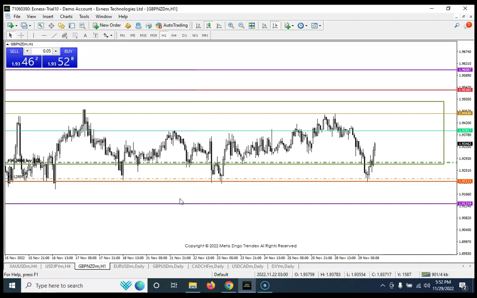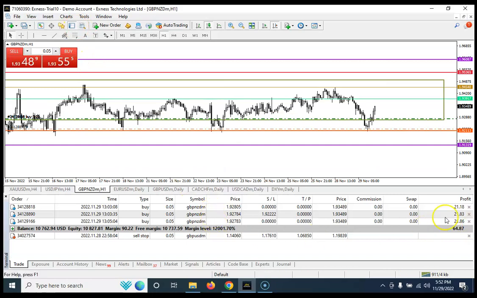GN is Great British Pound New Zealand. So I entered this trade, guys. If you see what is happening here, I entered this trade a couple of hours ago. You can see I took all these trades today. Today is the 29th of November. I took all these trades today, and what we have here is over $63 in profit.